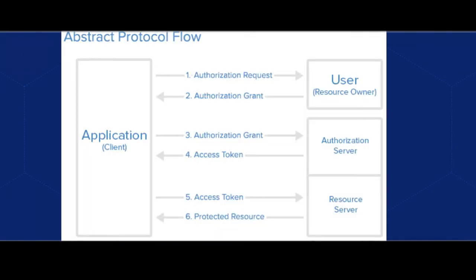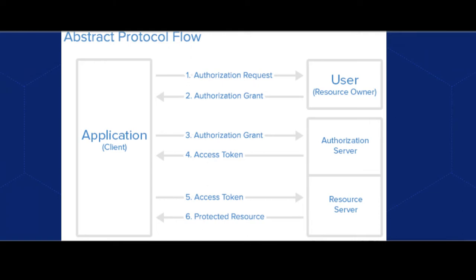This diagram shows the protocol flow of these roles. The diagram looks clear, so I'll give you a brief on it. The first step is that the application requests authorization from the user to access service resources. Second, if the user authorizes the request, the application receives an authorization grant.